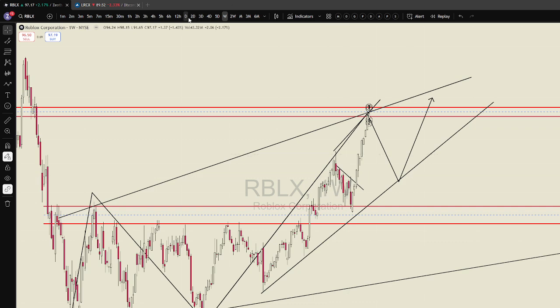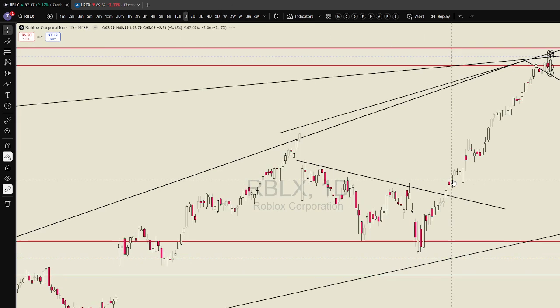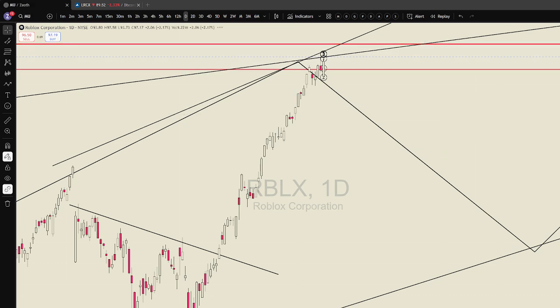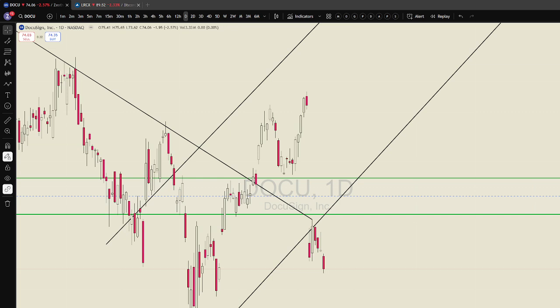This name is a pain in the ass. Anything, guys? Okay, double breakout.